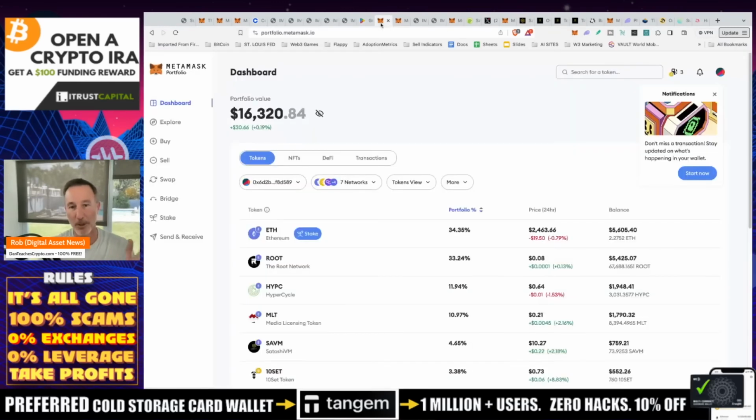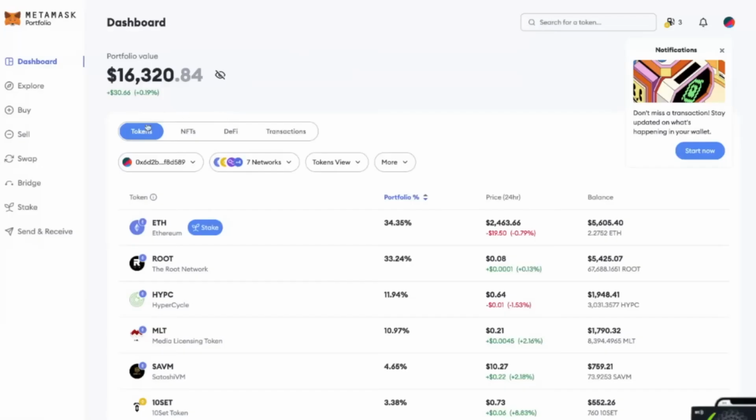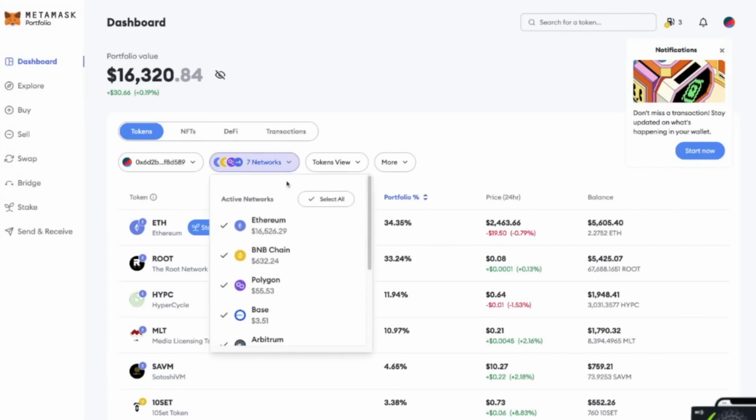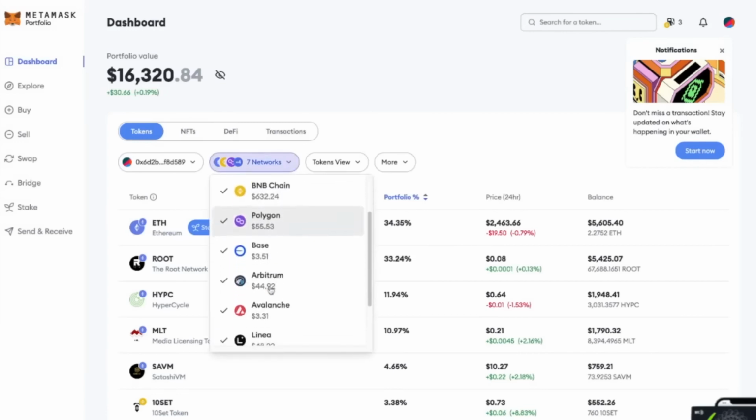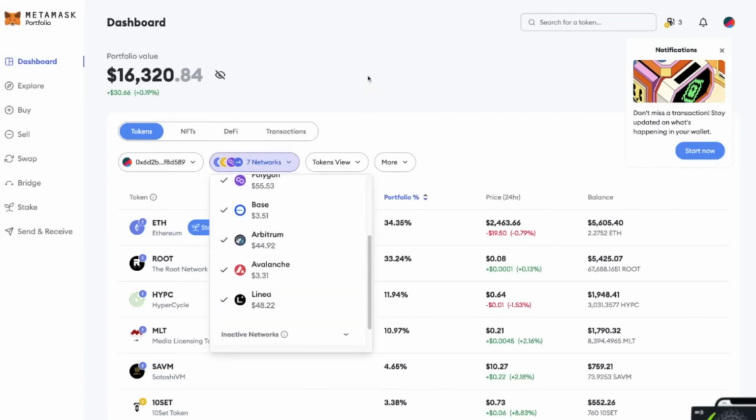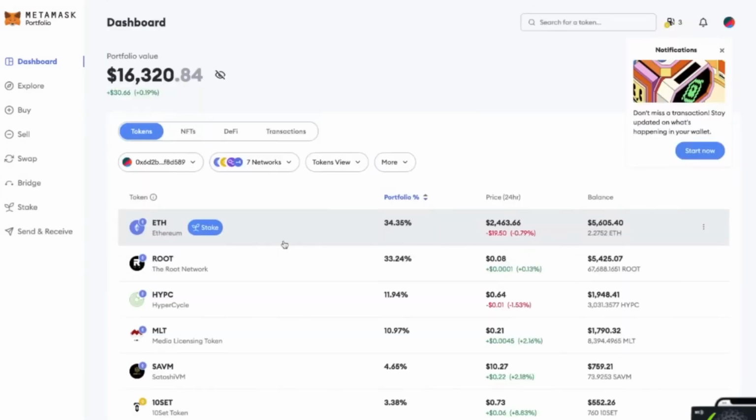Highly recommend it. Okay, so we've done that and we've sent over our Aave, and let's take a look here. On this screen you can see that you can break down my tokens, NFTs, DeFi, and all the different networks that I have available. I got Ethereum, BNB, Polygon, Base, Arbitrum, Avalanche, Linea. That's another video if you want to figure out how to set all that stuff up. But you can see that it's not there right now, so I'm going to click the refresh button. And voila, there it is, Aave.